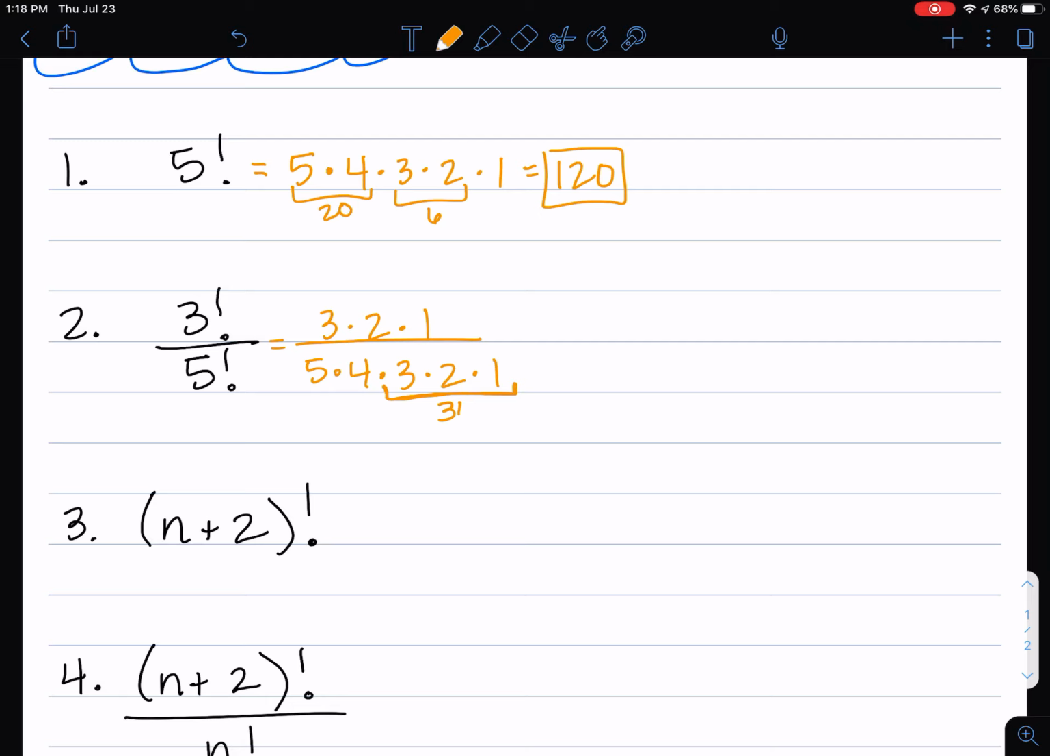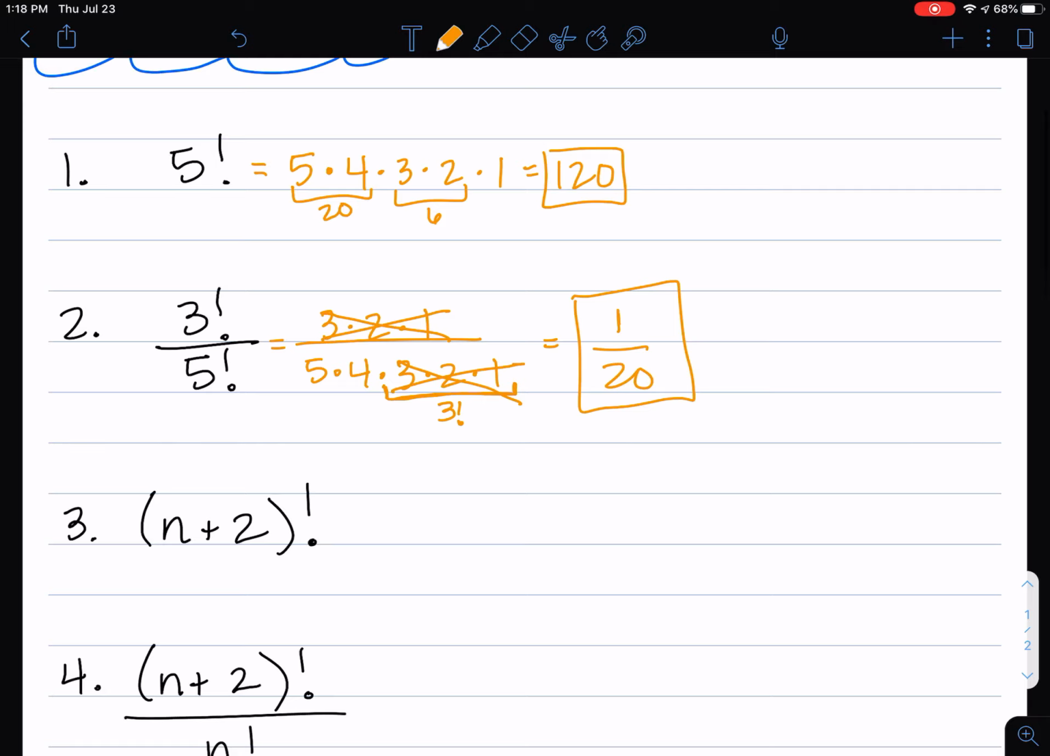So what we see here now is that this 3 factorial right here is going to cancel out with our 3 factorial on the top. And we're left with just 5 times 4. So 5 times 4 is going to give us 20, but it's down in the denominator, so I got to put a 1 up at the top just to placehold. Okay? Now, this is where it's going to get a little bit tricky.